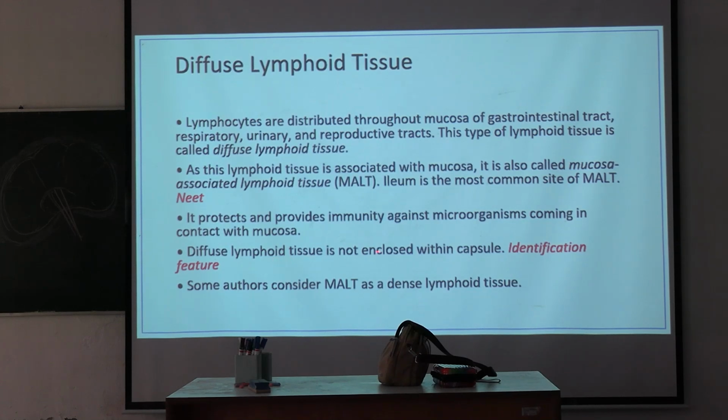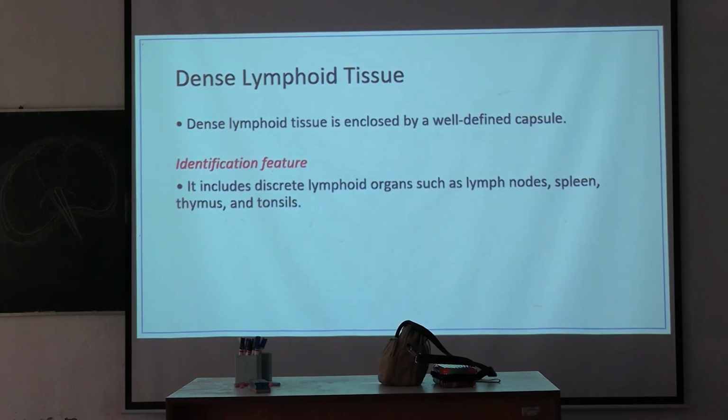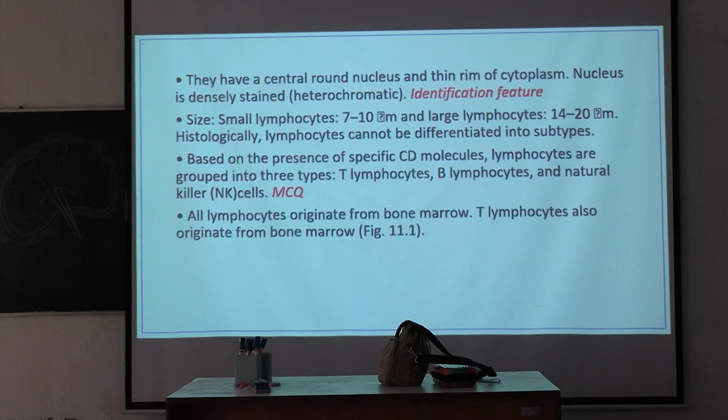Diffused lymphoid tissue is not enclosed within a capsule. This is an identification feature: it does not have a capsule. Some authors consider MALT as a dense lymphoid tissue. Now, dense lymphoid tissue is enclosed by a well-defined capsule. Identification features: this includes discrete lymphoid organs such as lymph nodes, spleen, thymus, and tonsils. Now, they have a central round nucleus and thin rim of cytoplasm.